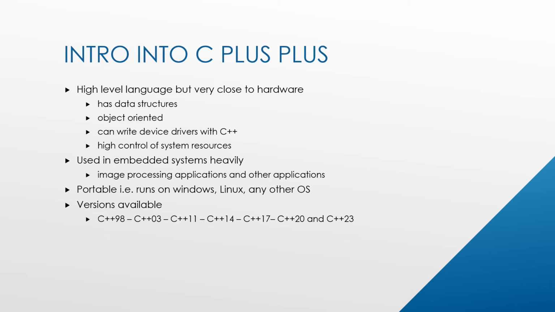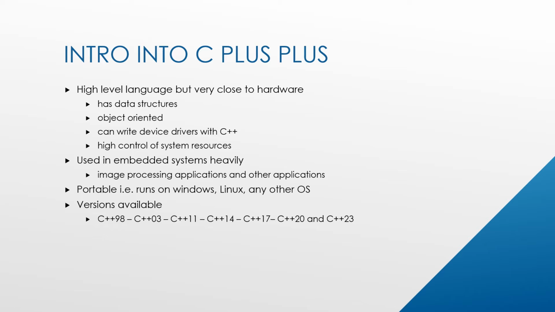C++ is a language which is predominantly used for embedded systems due to its closeness to hardware rather than other high-level languages. But still, C++ is a high-level language because of its data structures and object orientation. It can also be used for application development for Windows or other operating systems. It has a very high affinity to control the system resources. Therefore, it's heavily used also in image processing and other applications.